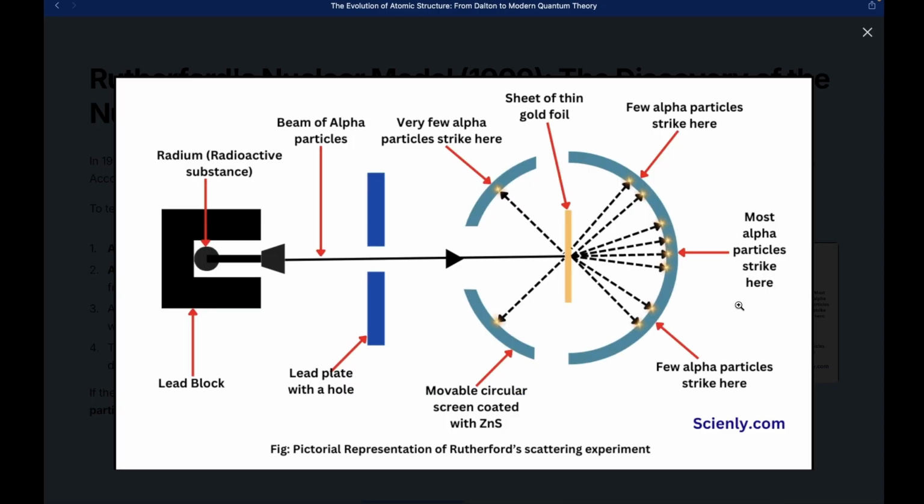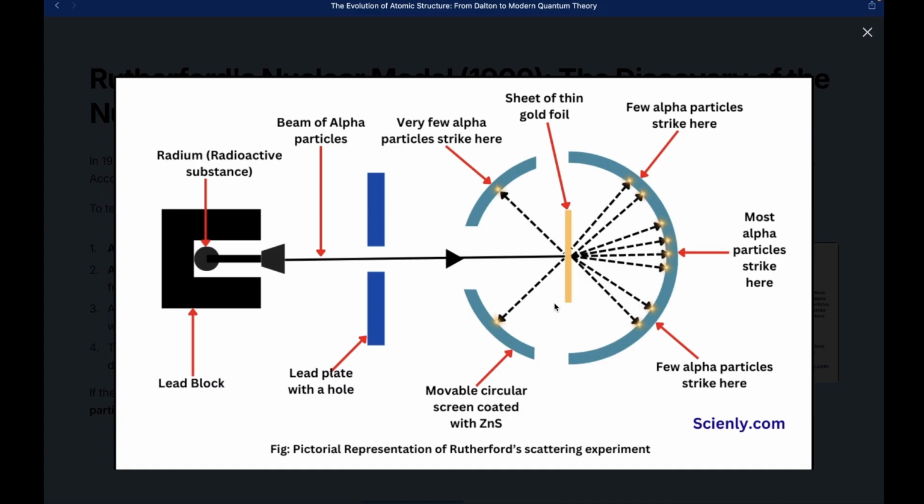He used a thin gold foil as a target. Alpha particles were emitted from a radioactive source. These alpha particles are positively charged. A fluorescent screen of zinc sulfide was placed around the foil, which would glow whenever an alpha particle struck it. The experiment was carried out in a vacuum chamber to avoid disturbance from air molecules. If the positive charge was spread out evenly, like in a pudding, all alpha particles should pass through the foil with very little deflection.